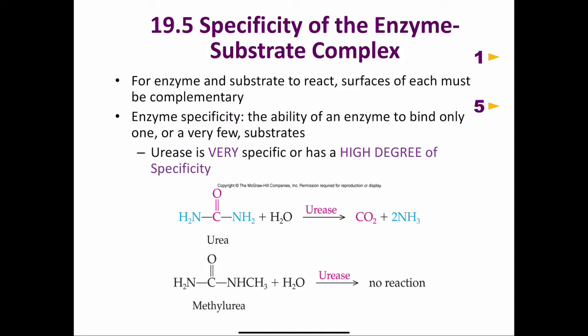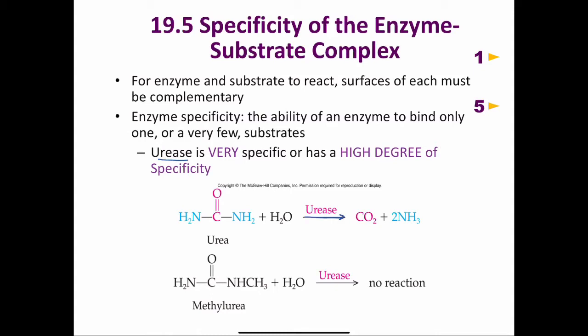For an enzyme and a substrate to react, the surfaces have to be complementary to each other. We refer to this as enzyme specificity, which is the ability of an enzyme to bind to only one or maybe very few substrates. As an example, take a look at urease. Now, urease is a very specific enzyme. Another way of putting this is to say it has a high degree of specificity. So those mean the same thing.